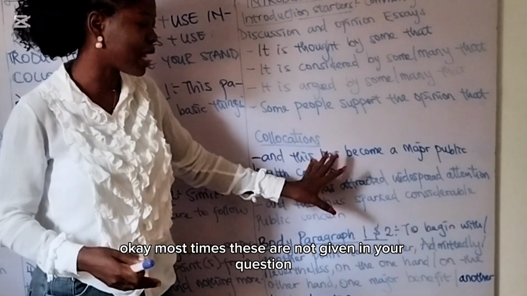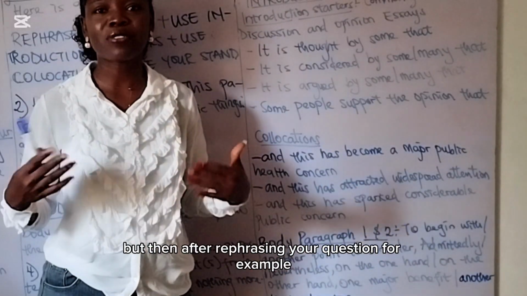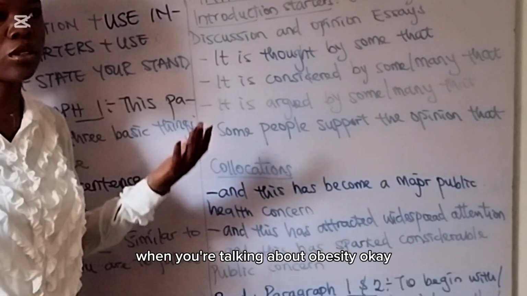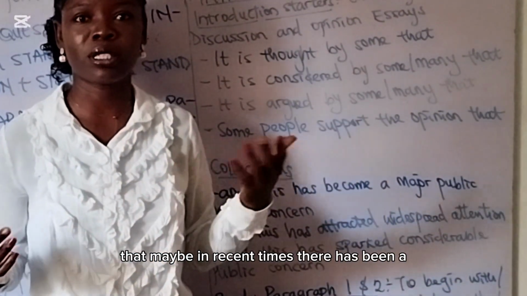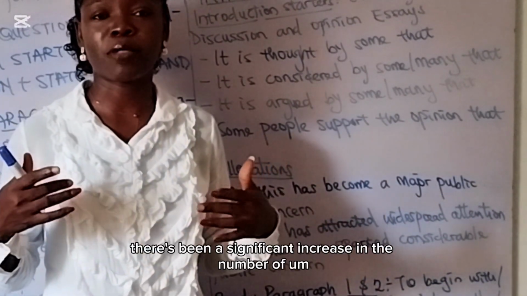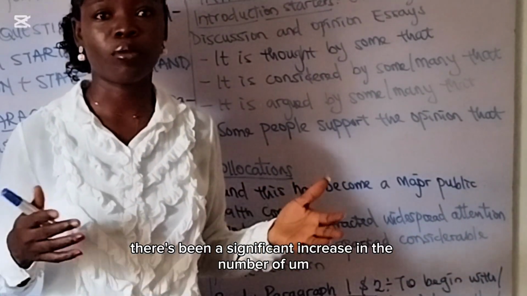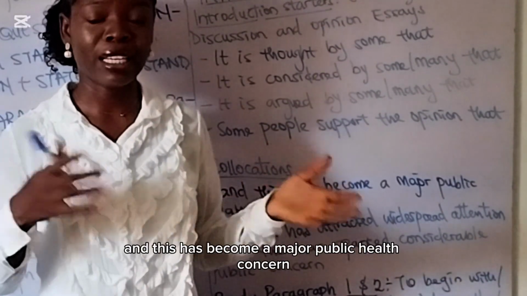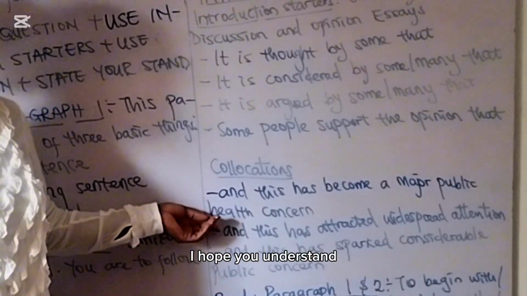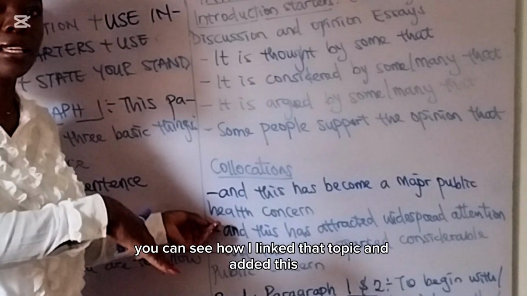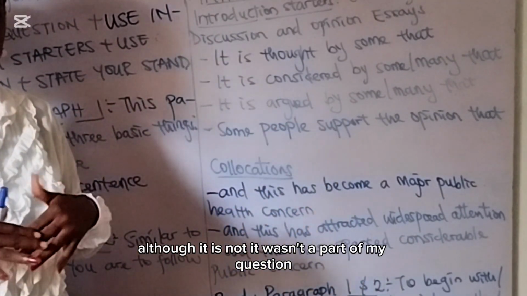Okay, most times these are not given in your question, they are not a part of your question. But after rephrasing your question, for example, when you are talking about obesity, you can add that in recent times there has been a significant increase in the number of obese children, and this has become a major public health concern. I hope you understand. You can see how I linked that topic and added this, although it wasn't a part of my question.